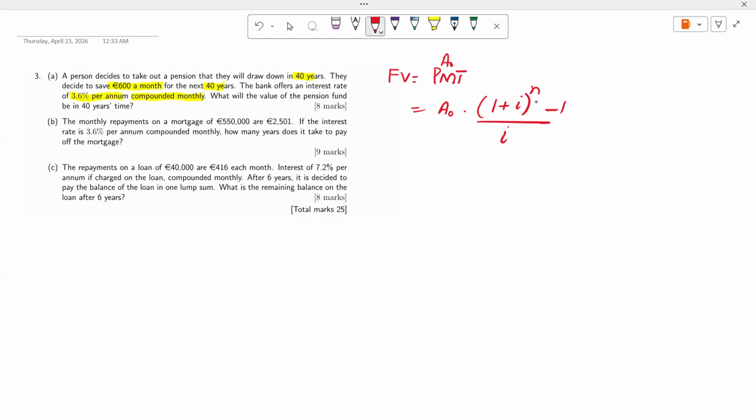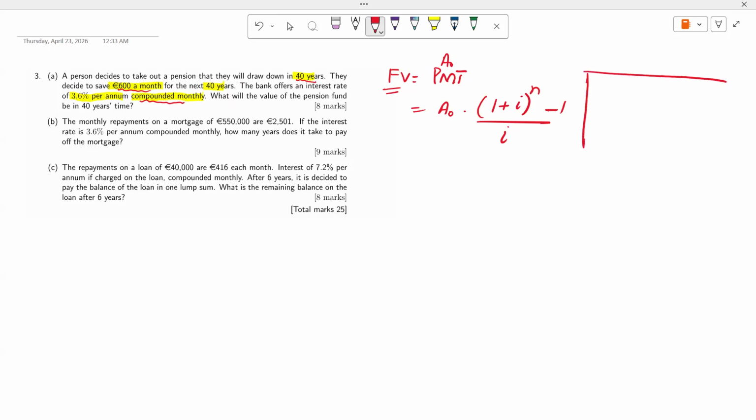Now the n is the number of periods in which the compounding has been done. You're given two types of periods: there's a mention of 40 years, and then there's a mention that you're saving on a monthly basis and compounding is done on a monthly basis. So whenever you plug values into the future value formula, you need to be very careful about the value for n. The value of n refers to the frequency of the compounding. Your compounding is effective on a monthly basis, so you'll convert these 40 years into months, right? And if the compounding was done on a yearly basis, then your n would be 40.